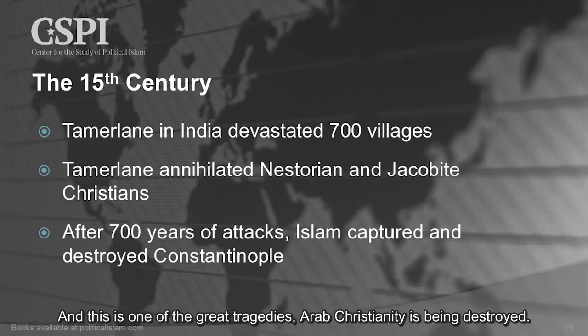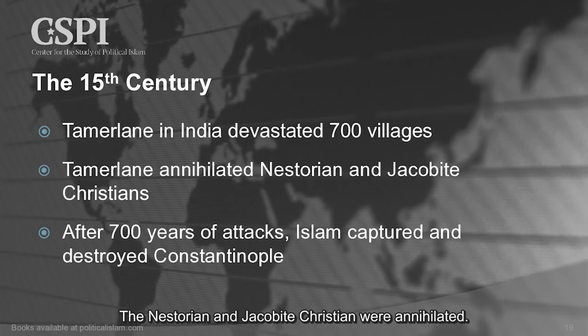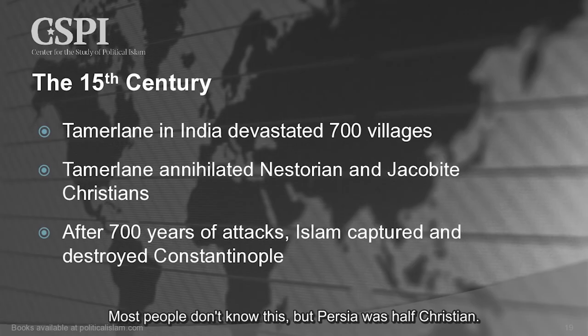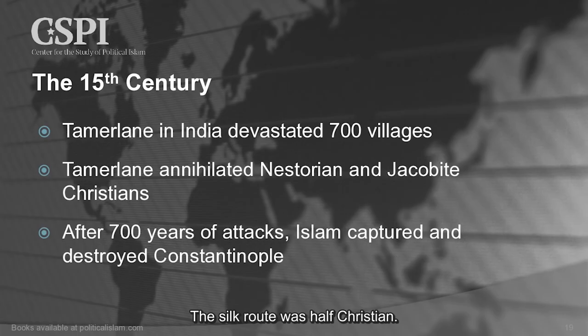And this is one of the great tragedies. Arab Christianity is being destroyed. The Nestorians and Jacobite Christians were annihilated. Most people don't know this, but Persia was half Christian. The Silk Route was half Christian. The Nestorian church had missionaries in the court of China. Nobody knows this history. This is invisible.